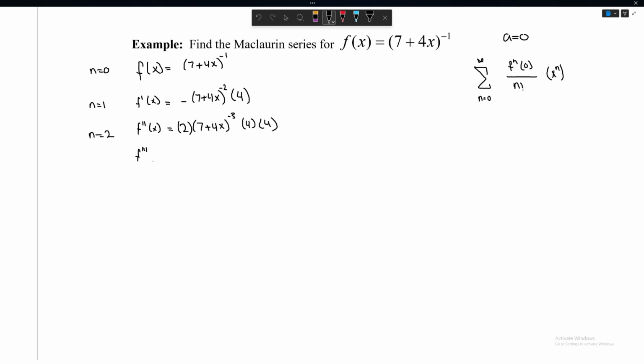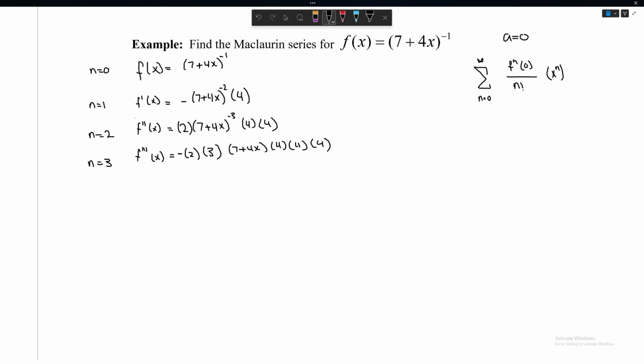Now my third, I got 2 times 3. This is obviously negative, and then 7 plus 4x times 4 times 4. These are from before, and then I gotta add one more 4. And I think now we're seeing the pattern, is that as we're going, it's going positive, negative, positive, negative.